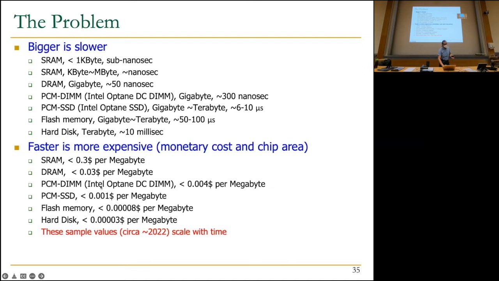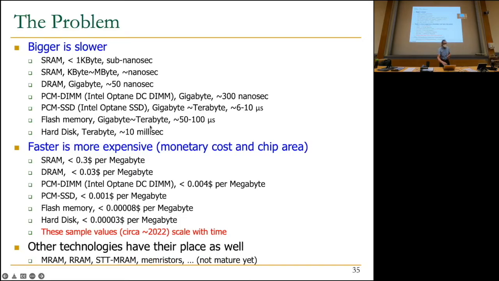PCM is cheaper than DRAM, but slower. Flash memory is even cheaper than PCM, but slower. Hard disk is even cheaper, but slower. You can see that the latencies are over here also. Other technologies have their place as well, but we have not put them over here.